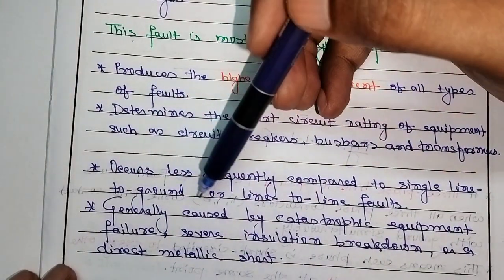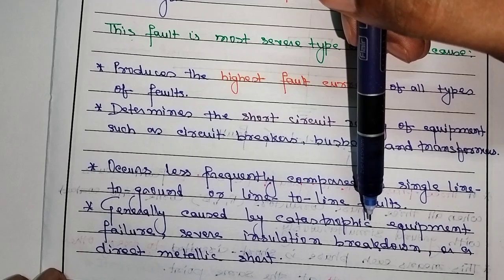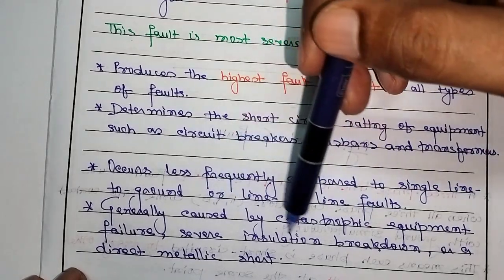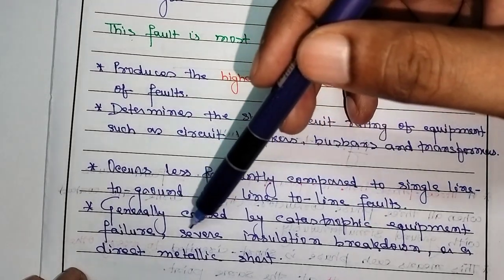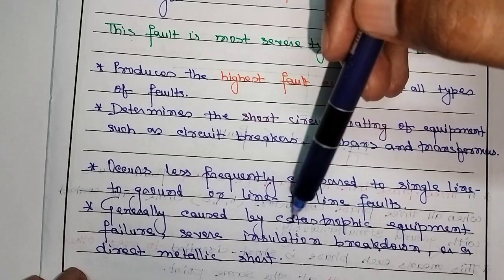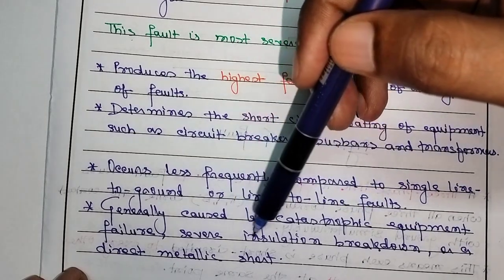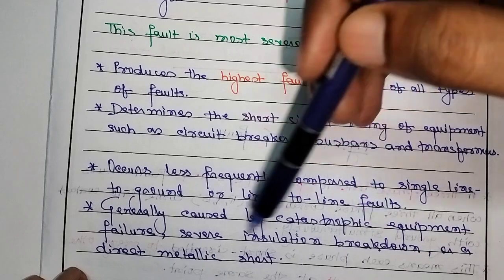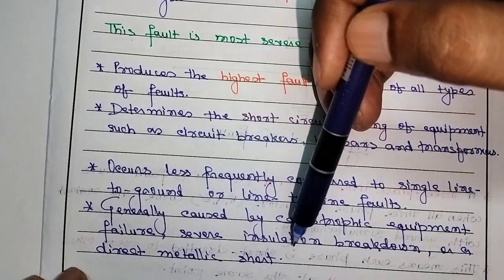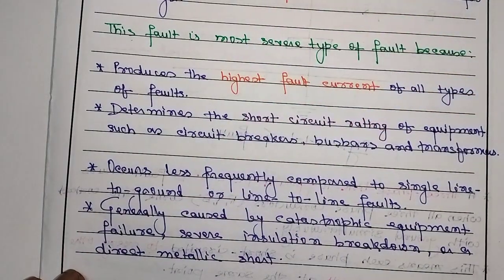Next, it is generally caused by catastrophic equipment failure, severe insulation breakdown or a direct metallic short at the generator site.